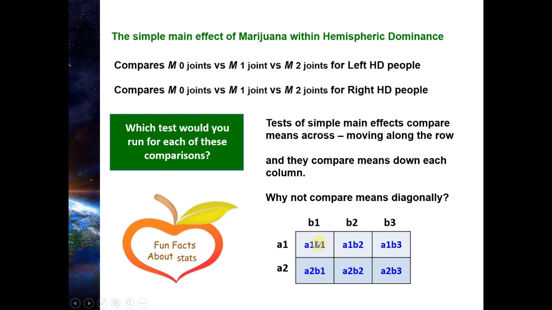But there's a similarity here. Because when we have confounds, we're dumbfounded. We don't know what caused our groups to be different. So this is similar in the sense that if we were to make a diagonal comparison, we're dumbfounded because now we don't know which independent variable is responsible for the change in the means. And it could be A, it could be B, or some combination. So that's why we never do diagonal comparisons. And that's it.